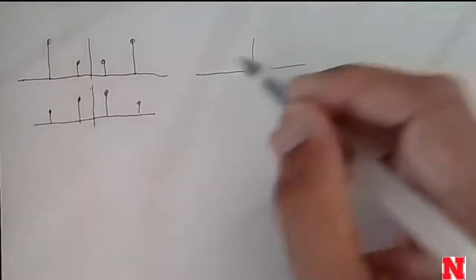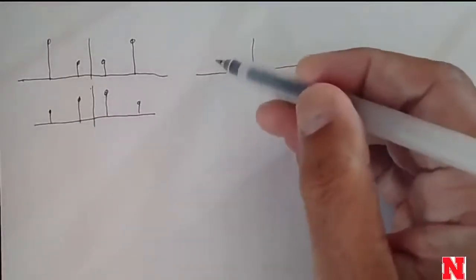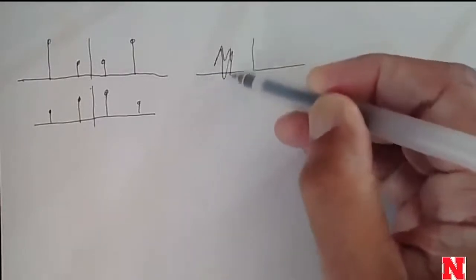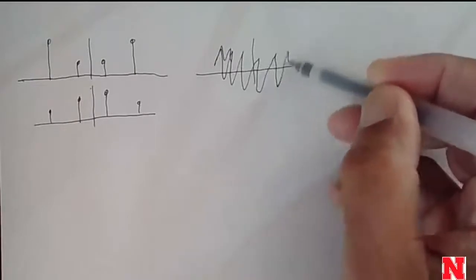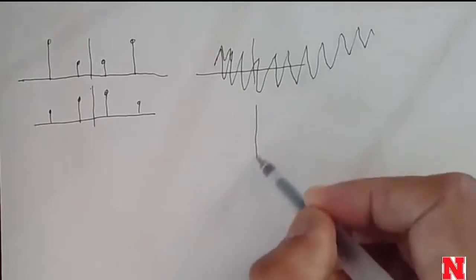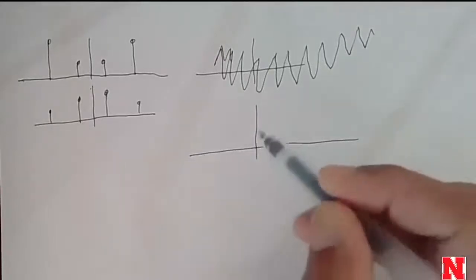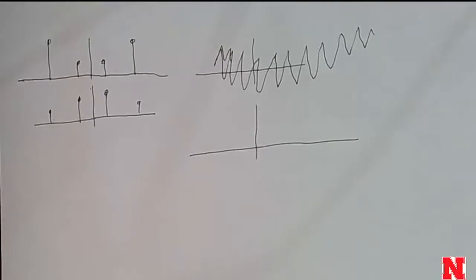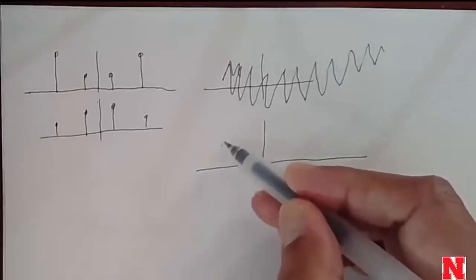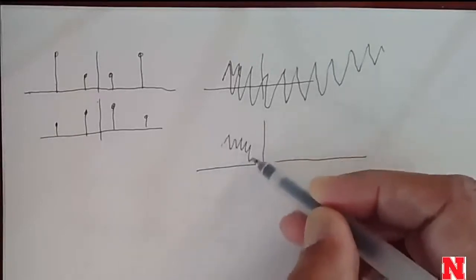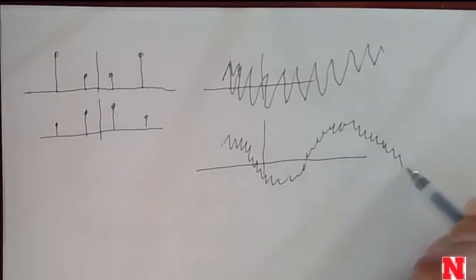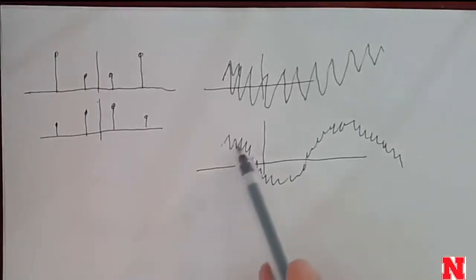Okay, and I have two time functions, and one of them is, say, like this, and the other one is, say, something like this. It is very poorly drawn, but the idea is this.